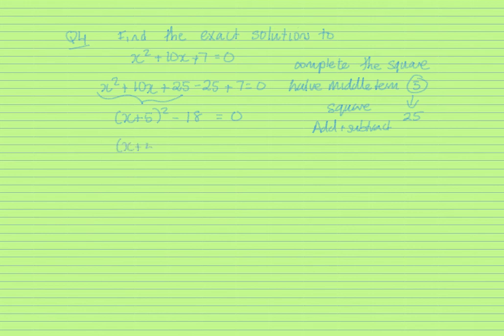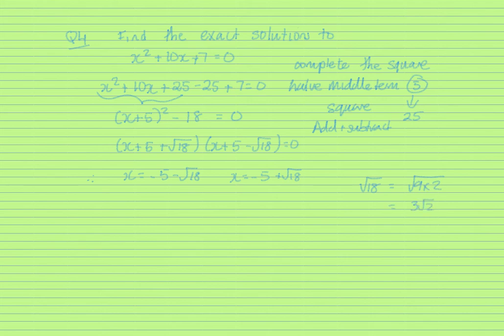Now, we have got a difference of 2 squares, but I had to force it to be a perfect square, so I've sort of skipped a step here. So I've got x plus 5 plus root 18, x plus 5 minus root 18 equals 0. So x will be the opposite of each of those when you do your null factor law. There's your two solutions. x is negative 5 minus root 18, x is negative 5 plus root 18.